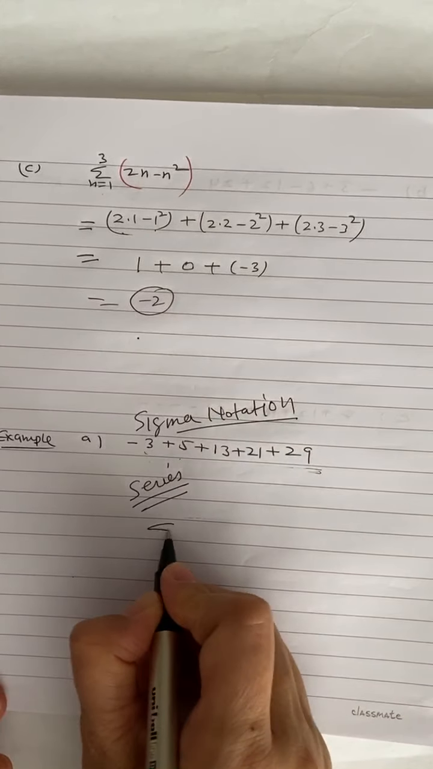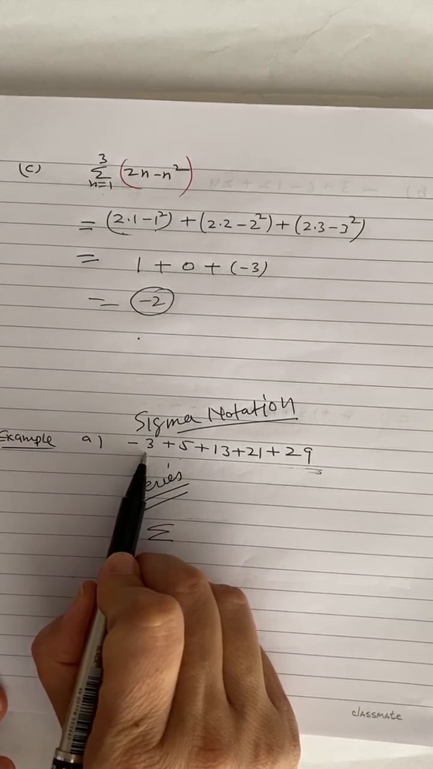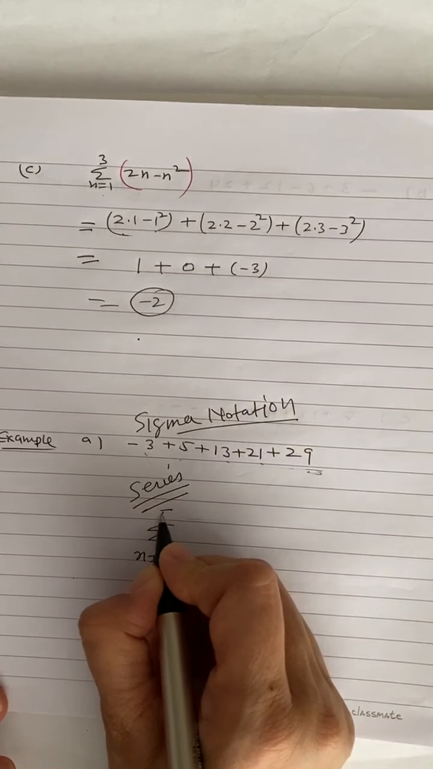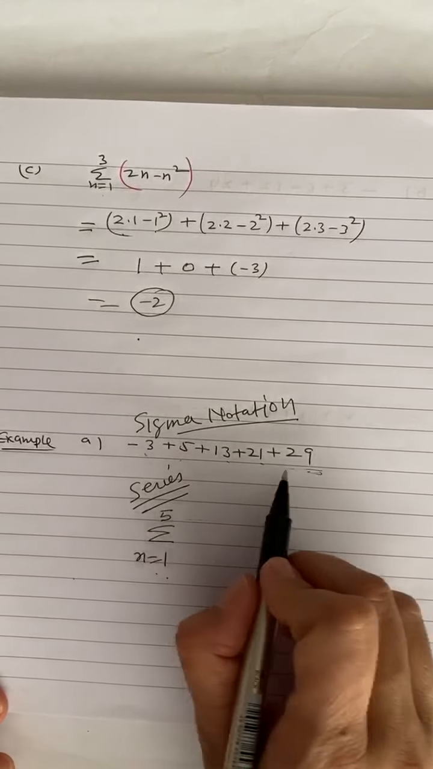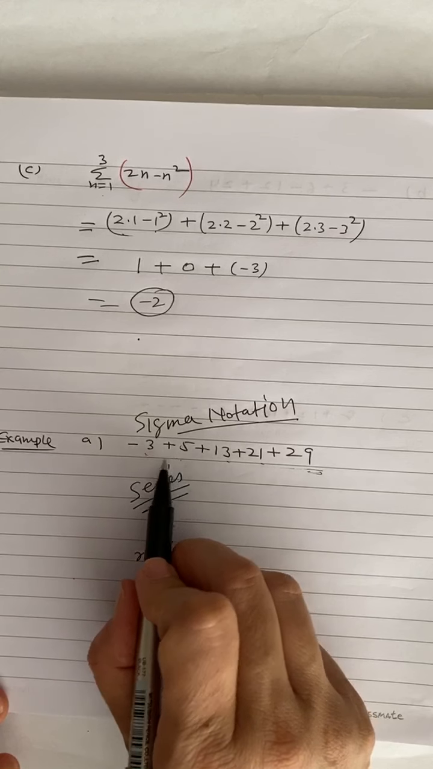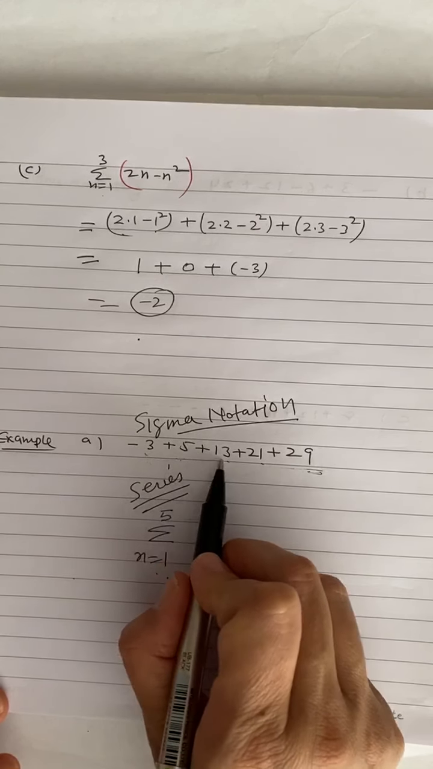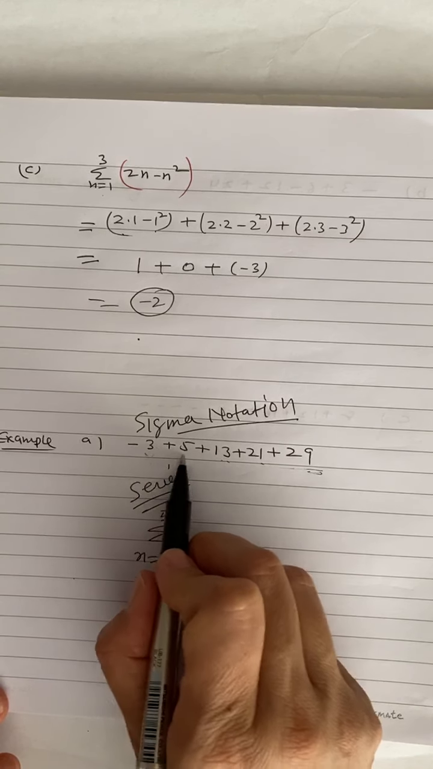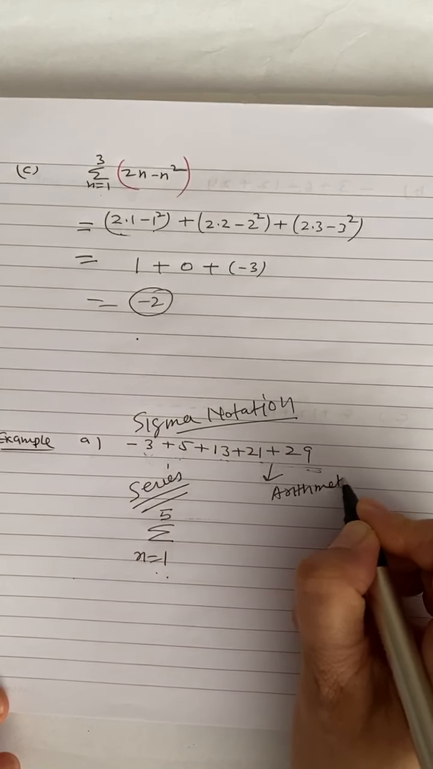So first, one thing you can start with is summation notation, and then how many terms we have? 1, 2, 3, 4, 5. So n starts from 1 to 5. So we have 5 terms, and let's say n starts from 1. Now we need to look at what kind of sequence or series we have here. Let's try to find a pattern. So -3, 5, 13. If I add 8 to this, I will get 5. So it looks like this is arithmetic.